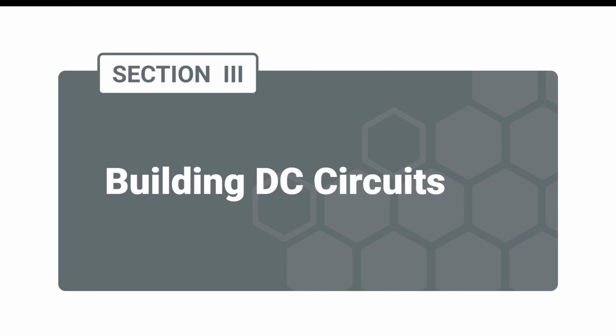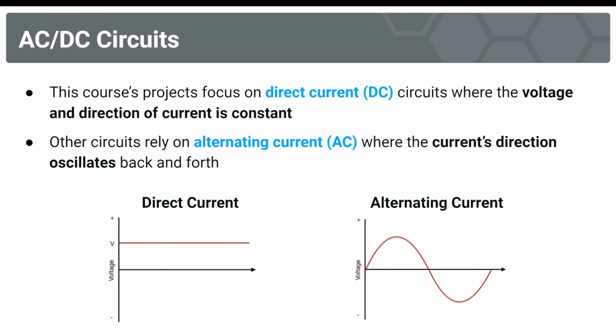And I think an appropriate place to start with this is the question, what are DC circuits? What are AC circuits? Because if we're talking about DC, we have to talk about AC. Now, this course's projects focus on direct current, or DC circuits, where the voltage and direction of current is held constant. Take, for example, this graph down here of a direct current. Across the y-axis, we have the voltage. Across the x-axis, we have time.